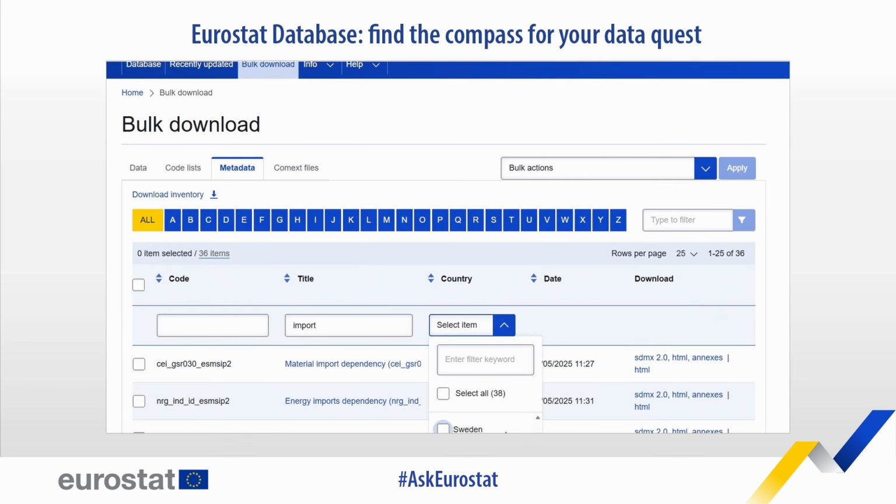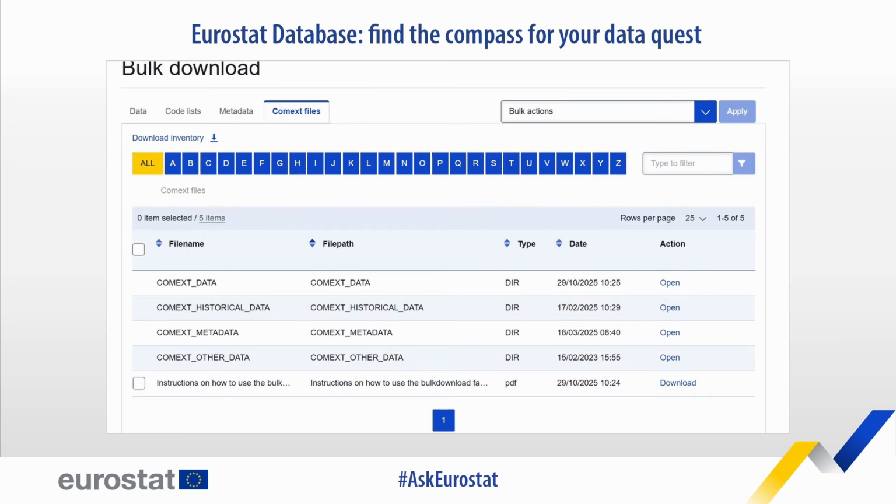Finally, if we need to download COMEX or Prodcom data, we should go to the fourth tab. Here, we find 4 directories plus instructions on how to use the files. COMEX files are in the first folder, historical data in the second, metadata in the third, and Prodcom data is available under the Europroms folder inside the fourth.